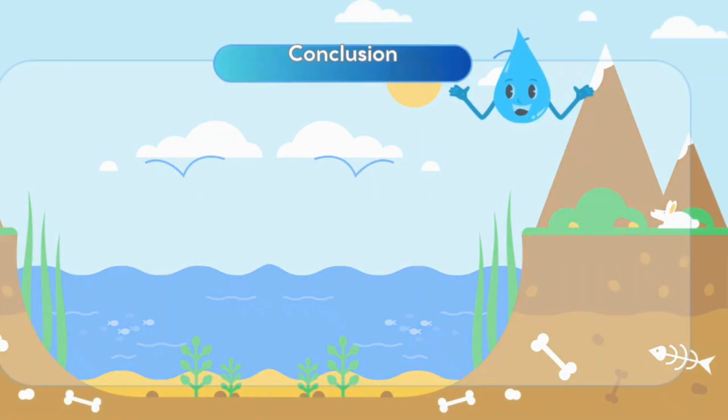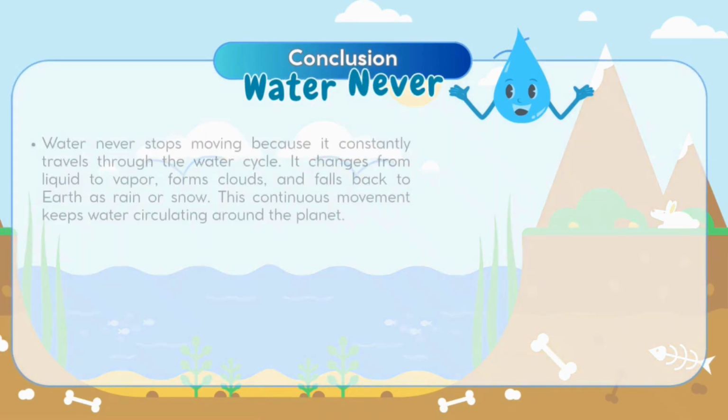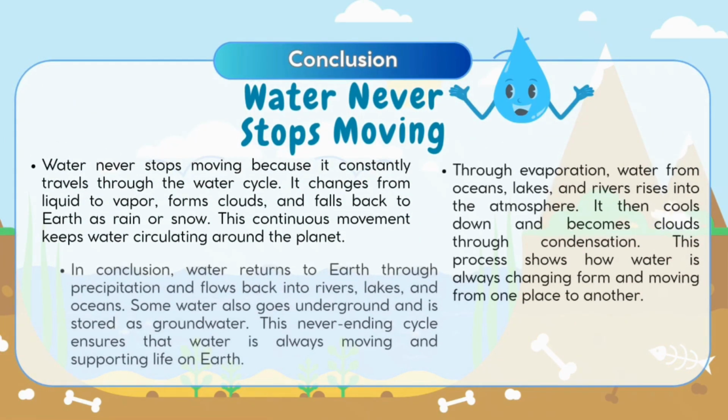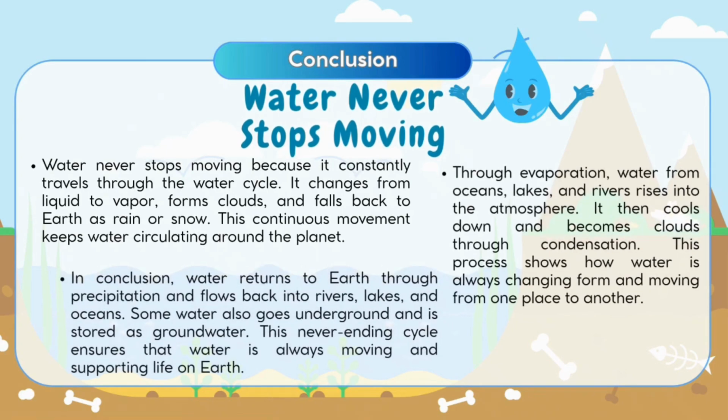Conclusion: water never stops moving. Water never stops moving because it constantly travels through the water cycle. It changes from liquid to vapor, forms clouds, and falls back to earth as rain or snow. This continuous movement keeps water circulating around the planet.